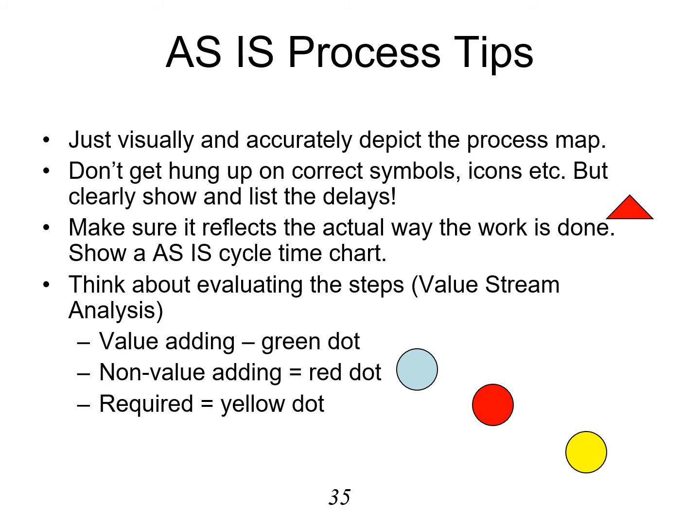As-is process tip. Just visually and accurately depict the process map, what the heck's going on. Don't get hung up on correct symbols, icons, etc. Clearly show and list the delays. Make sure it reflects the actual way the work is done. Show as-is cycle time chart. Think about evaluating the step, value stream analysis. What's value adding, what's non-value adding, what's required, like the yellow dot. You can make up your own symbols as long as you're consistent.